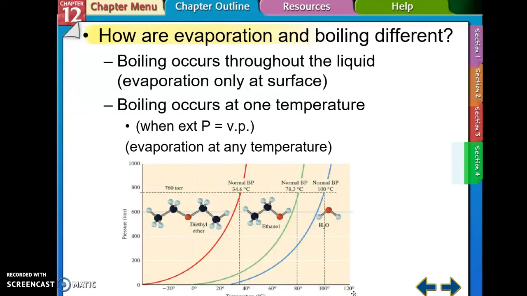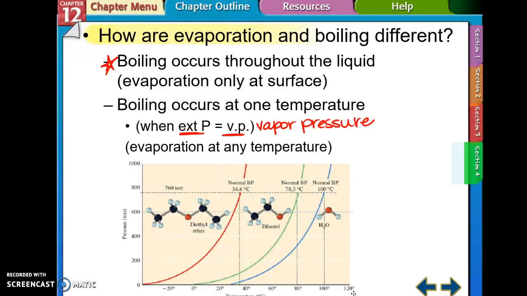But how are evaporation and boiling different? Well, remember, they are both types of vaporization. But boiling occurs throughout the liquid. Evaporation only occurs at the surface. And boiling occurs at one specific temperature. So that's when your external pressure, or your atmospheric pressure, equals your vapor pressure. So that means that boiling has to happen at a specific temperature. For water, it's 100 degrees Celsius.